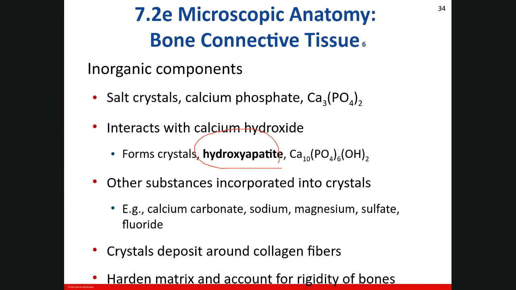Besides hydroxyapatite, we have calcium carbonate, sodium, magnesium, fluoride, and sulfate in bone too. These crystals deposit around the collagen fibers. They harden the matrix, and they make our bone rigid. So in the bone, we have two types of matrix: organic, which is semi-solid and flexible, and inorganic matrix, which is the hardened matrix.